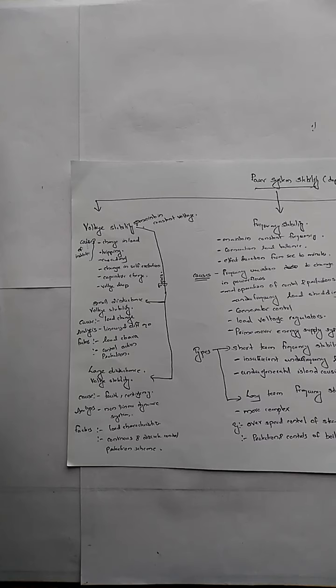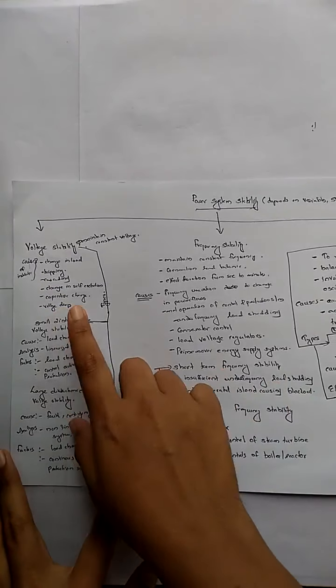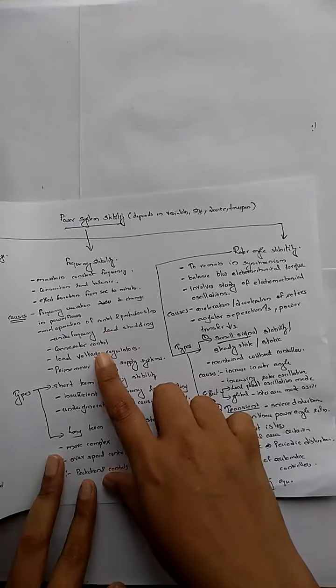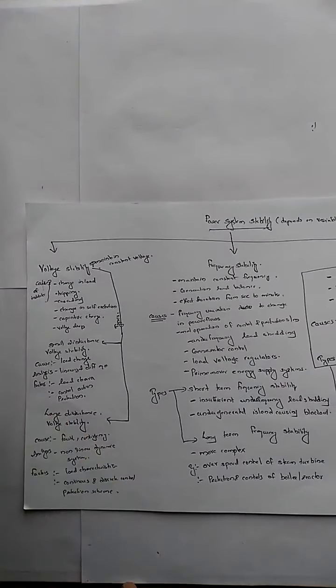Okay, and we have classified power system stability into three main categories, depending upon the nature of the variable, the size of the disturbances and the method of prediction and calculation, the time duration, and the control procedures and processes. Those three categories are voltage stability, frequency stability, and rotor angle stability.